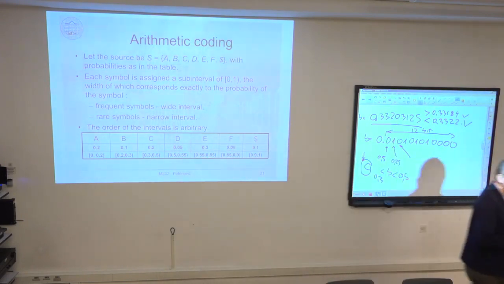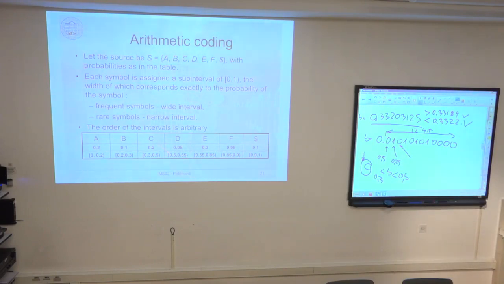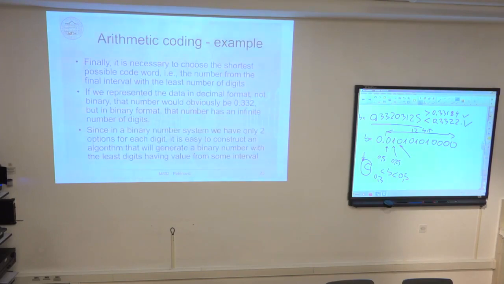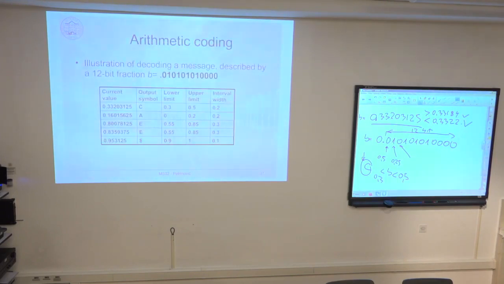What I have to do now is subtract this lower bound, 0.3, from the value, and after that divide by the width of this interval, 0.2. So the whole idea is simply to subtract from B the lower bound of the interval that B falls into, and once I subtract this lower bound, I divide the value by the width of the interval that I have decoded. That is then written in this table. So I subtract 0.3 and divide by 0.2.